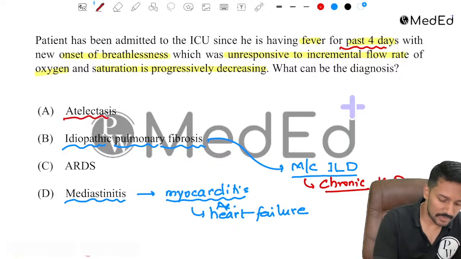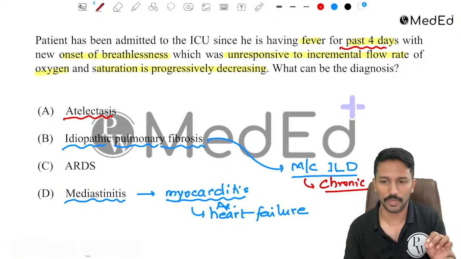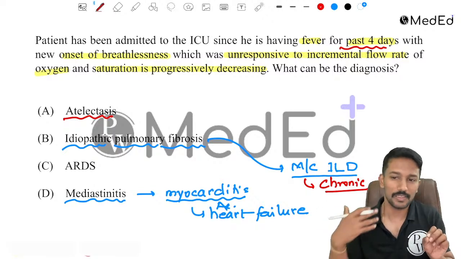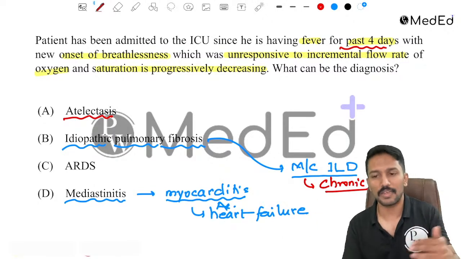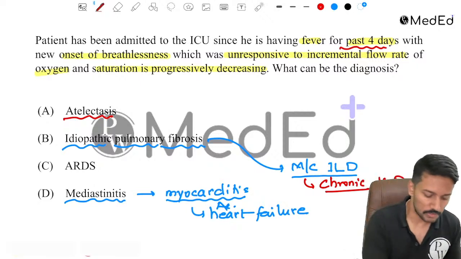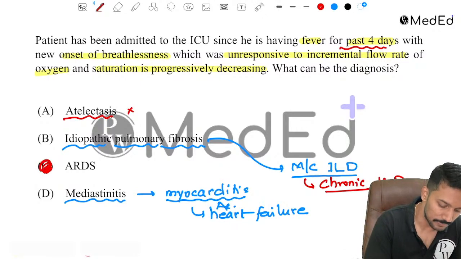Now atelectasis, collapse of the lungs. That is a possibility, but if only a portion of the lung is collapsed, then the remaining portion of the lung is working. So if you give more oxygen, their oxygen levels would be maintained. They would not require increasing doses of oxygen. So that's why it is unlikely to be atelectasis. So we are left with option C, ARDS, as the answer, right? So ARDS would be the answer.